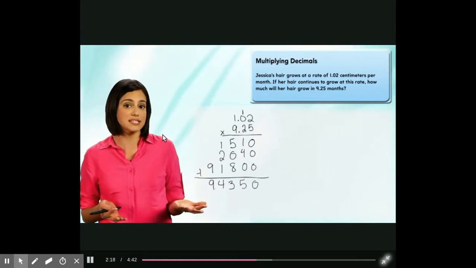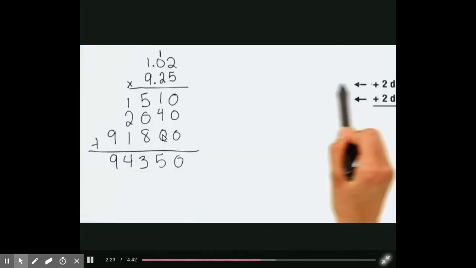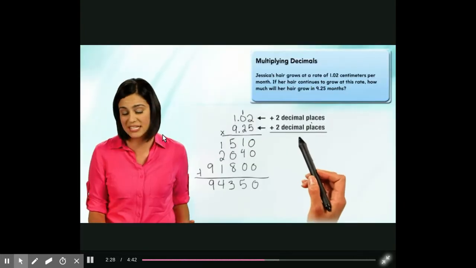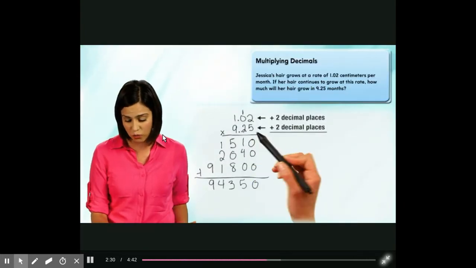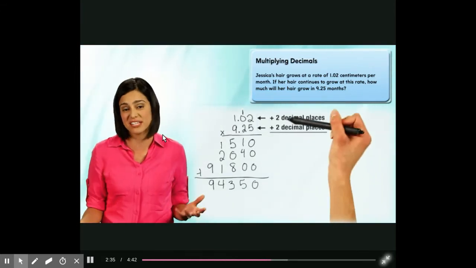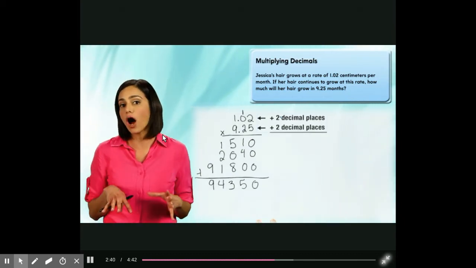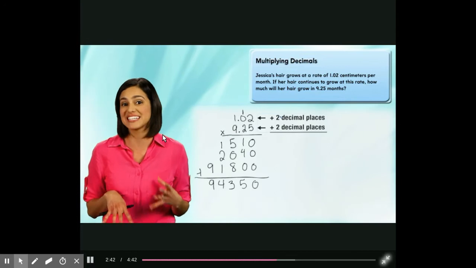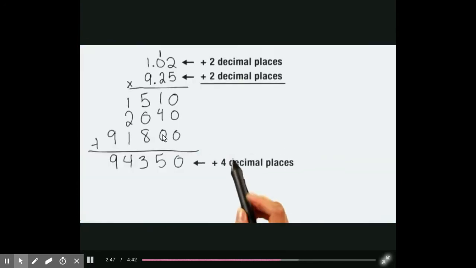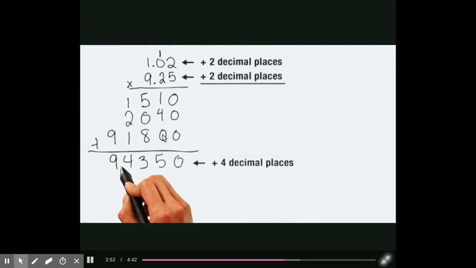Let's look at the decimal places now. Our first factor, notice where the decimal place is: 2 decimal places. The next one is also 2 decimal places. So we add how many decimal places our factors have. That's 2 plus 2 is 4 decimal places. Now we know where our product has its decimal place, and that is in the fourth decimal place. 1, 2, 3, 4, right here.